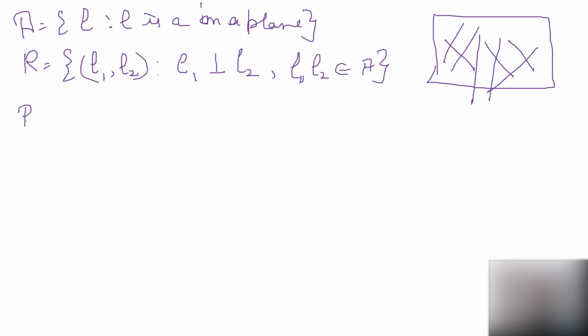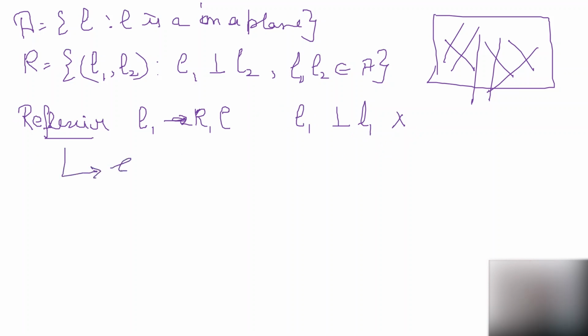Now we have to check whether it is reflexive or not. Reflexive means, is line L1 related to L1 itself? Means, is line L1 perpendicular to L1? No, a line cannot be perpendicular to itself. Therefore, this relation is not reflexive. As this relation is not reflexive, it is not an equivalence relation.